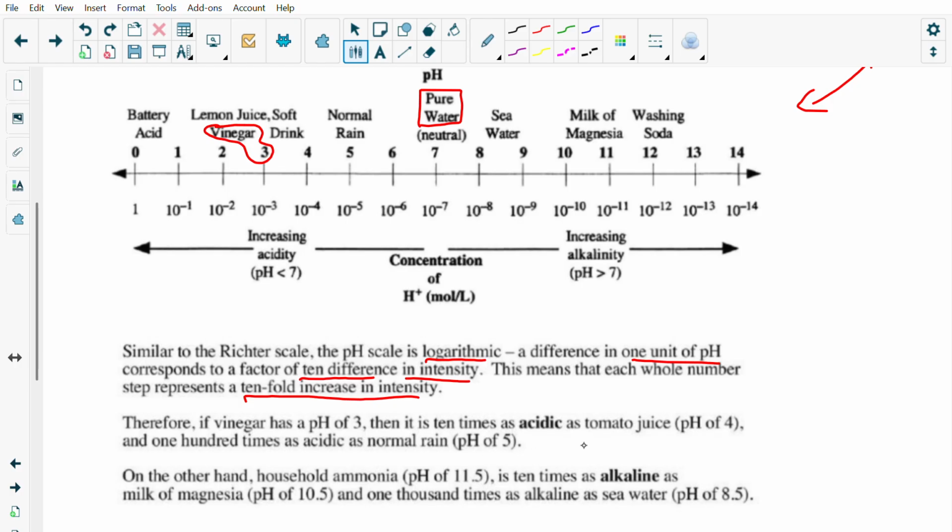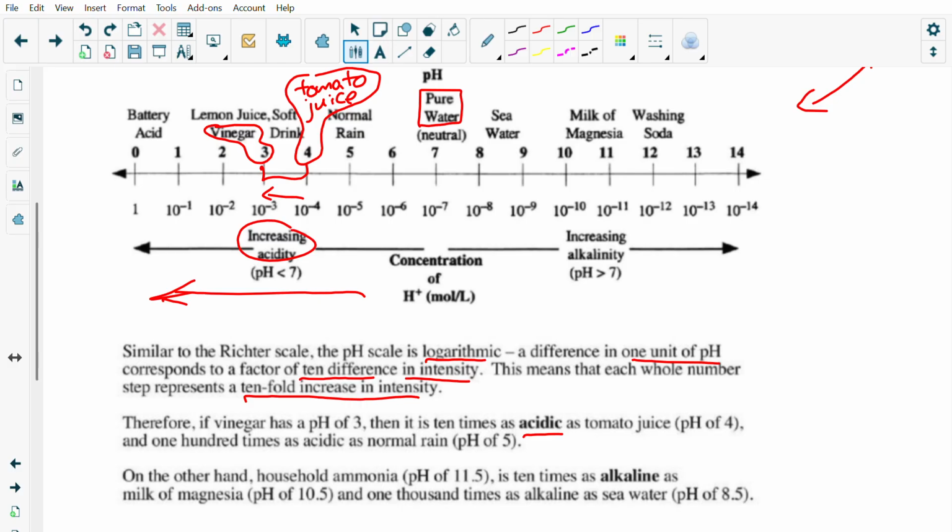then it is 10 times as acidic. Remember, acidity increases going to the left from 7. If vinegar has a pH of 3, then it is 10 times as acidic as tomato juice, which has a pH of 4. Who likes tomato juice? I do not. I like tomatoes, but not tomato juice. This is a tenfold increase as I go this way, a 10-time increase of acidity.